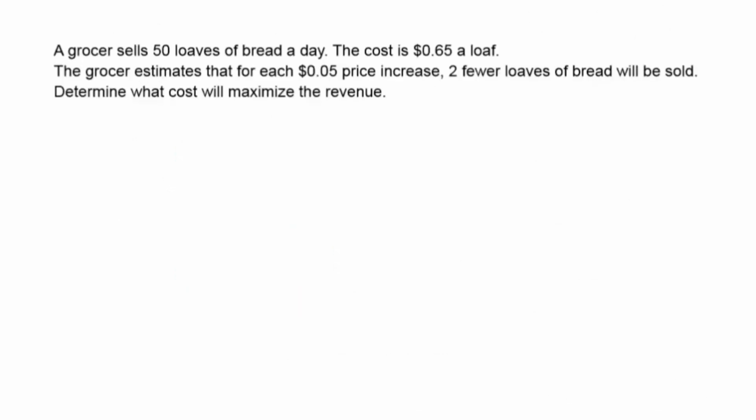Let's look at another problem. A grocer sells 50 loaves of bread a day. The cost is 65 cents a loaf. The grocer estimates that for each 5-cent price increase, 2 fewer loaves of bread will be sold. Determine what cost will maximize the revenue. So we have two quantities that we're talking about here, loaves of bread and cost. So when the grocer sells 50 loaves, the cost of each loaf is 65 cents per loaf.